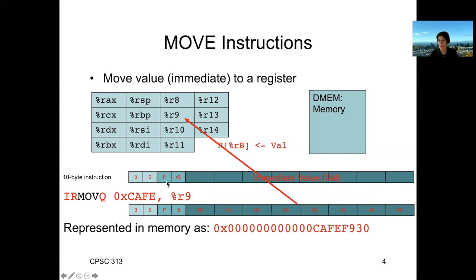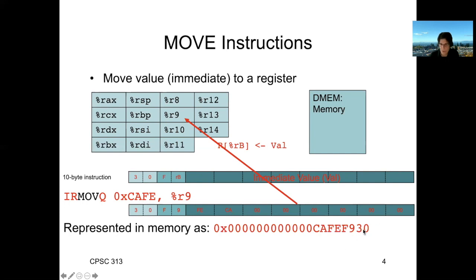Once again, we have to think about how this gets encoded in memory. So the constant that I want to move into the register is cafe, and we're going to represent that in a little endian format. Well, which are the least significant bits in this number? It's the FE. So that shows up first, then the CA. So once again, when I represent this in hex, this entire instruction, we start with the first byte, which is 30.